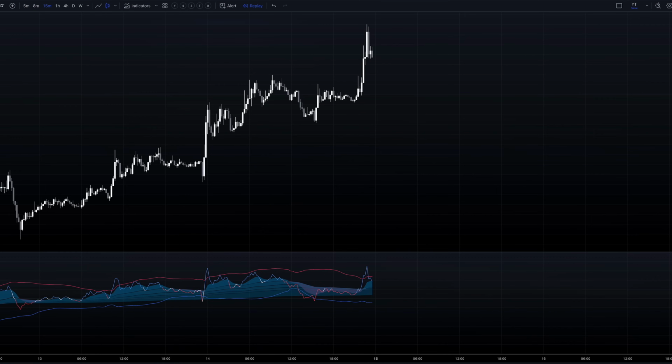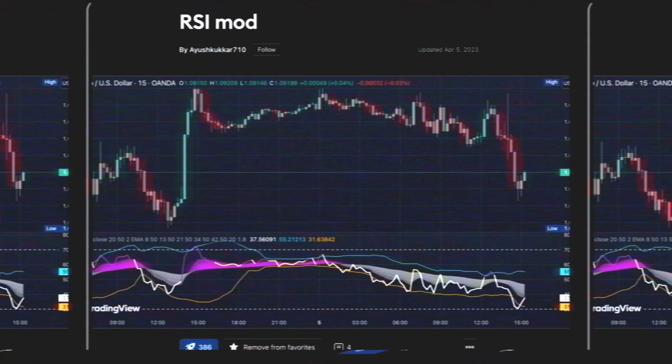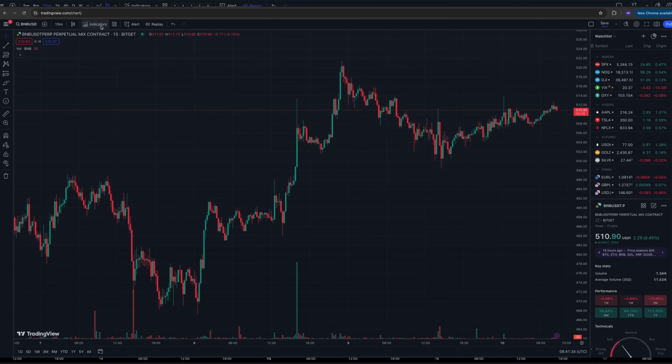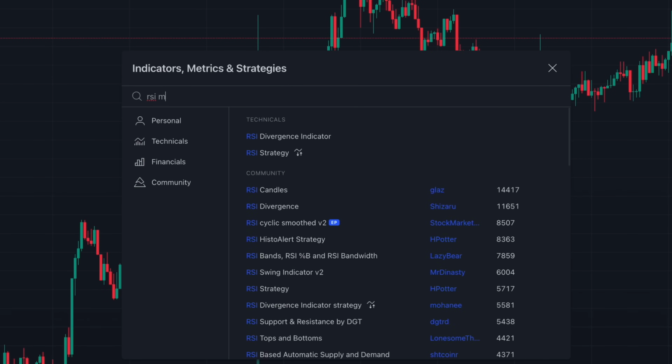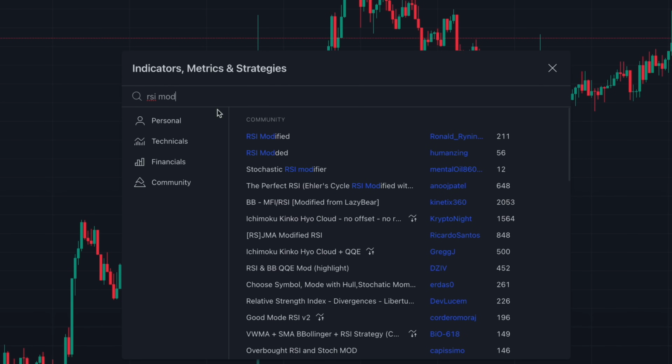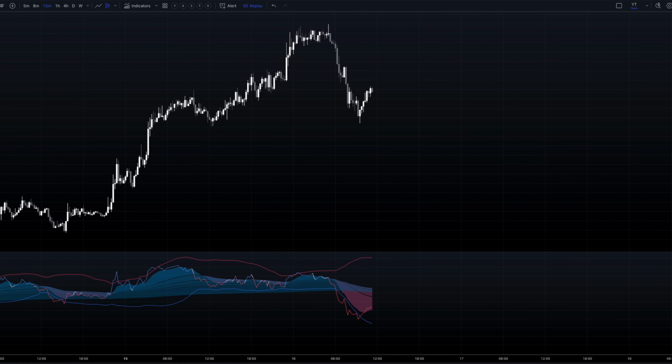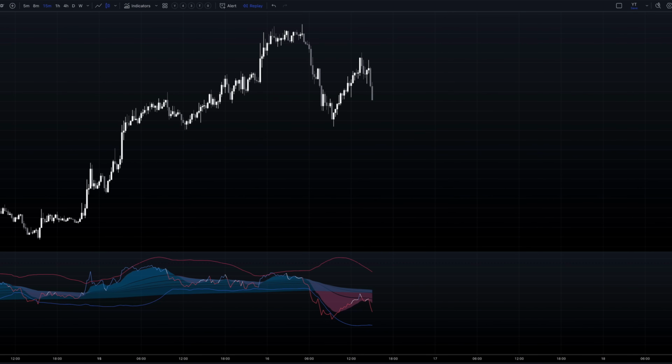This indicator is a modified version of the RSI mod, which some of you may recognize from my previous videos. Previously, the RSI mod was not searchable and could only be accessed via a direct link I provided, due to TradingView's in-house publishing restrictions. However, the TPRSI is now available to everyone.